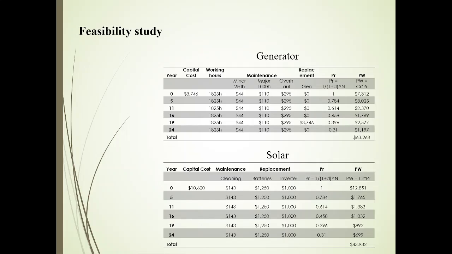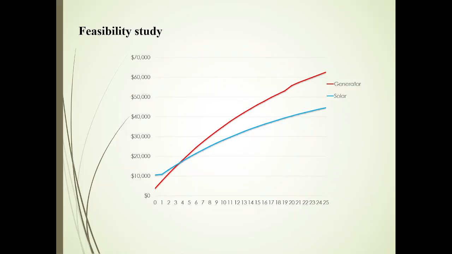For solar, we should replace the batteries each 3.5 years, and the inverter each 5 years. So the present worth of the system will be $43,932. This figure shows the results of the feasibility study. The solar system is more feasible after 3.5 years.